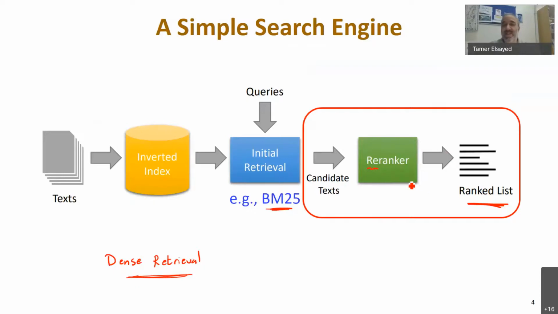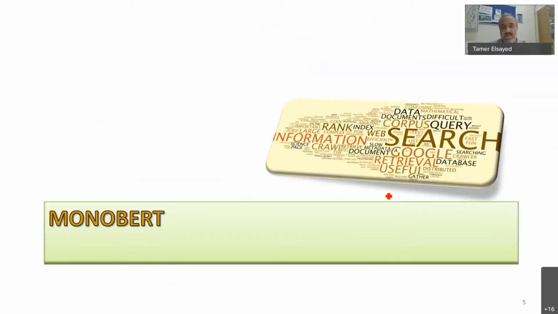So that's the setup now. We will assume that we have an initial list retrieved using BM25 or language modeling or whatever ranking model we use. Then we re-rank that set using BERT or BERT-based re-ranking. Let's talk about the first model, which is called mono-BERT.